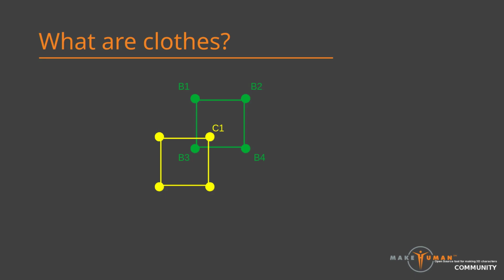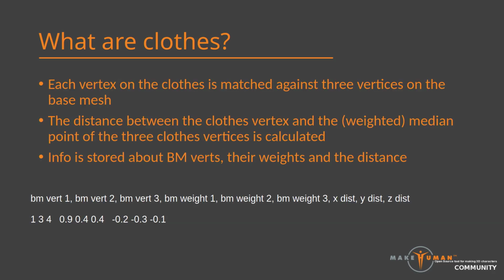In rough summary, the algorithm focuses on proximity. Basically, which 3 vertices on the body are closest to the vertex on the clothes. So when we process the first clothes vertex, we find that the C1 clothes vertex is closest to the body vertices 1, 3, and 4. We now proceed to find out the median point between the body vertices. There's a bit more to it, but basically, what's the center of the triangle formed by the body vertices? Then we measure the distance from that median point to the clothes vertex. In the end, we will get one line in the MakeClothes file saying that the first clothes vertex is closest to the base mesh vertices 1, 3, and 4.